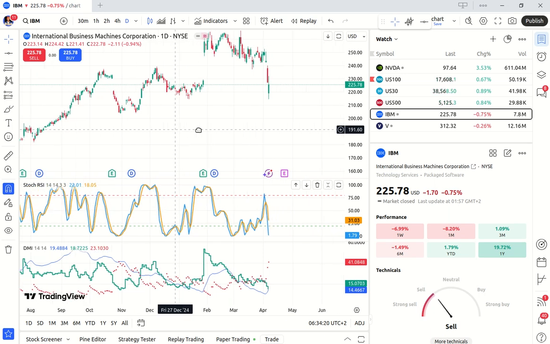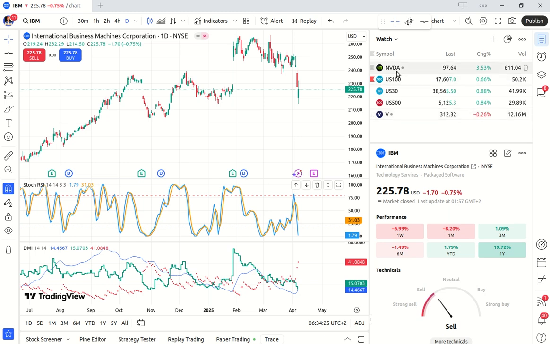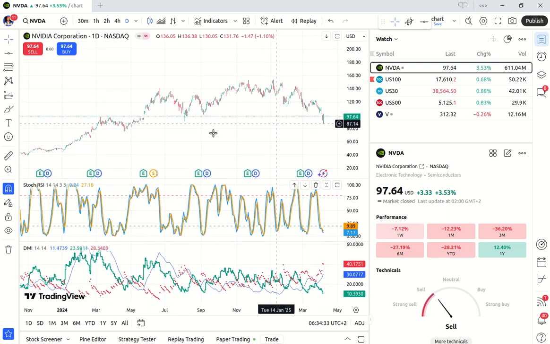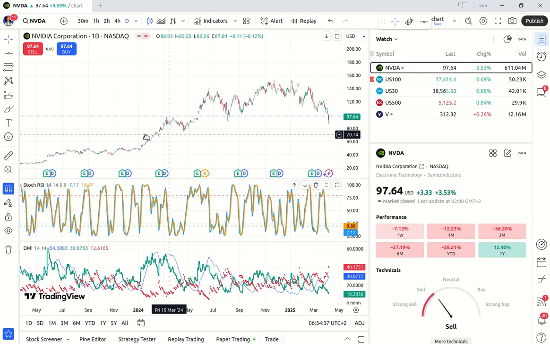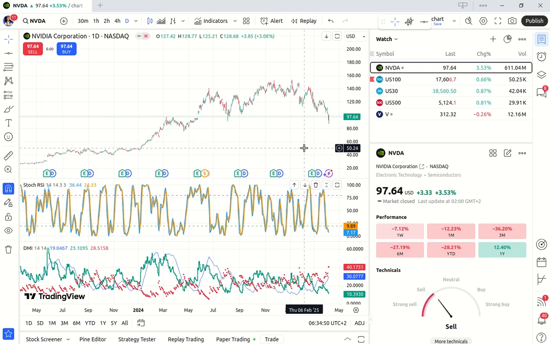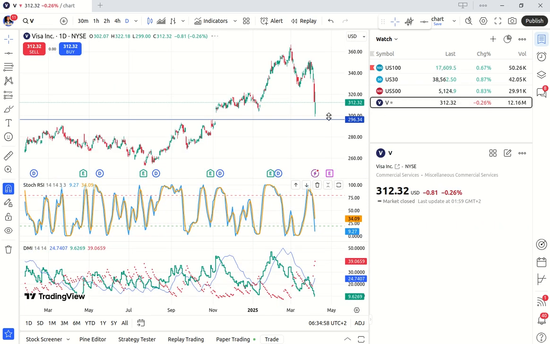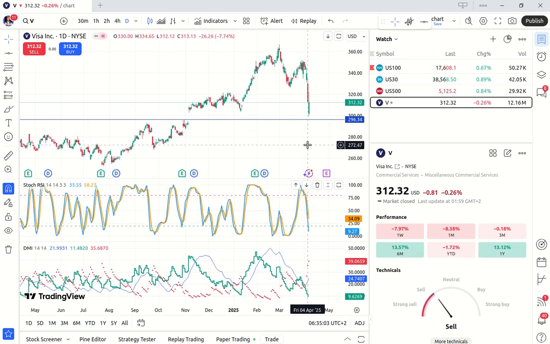I can't find it on this chart. Okay, but I found it on Visa though. See if I can find it here on Nvidia. I haven't found it in Nvidia. Sorry. The only place I found it is in Visa. It's close enough. So it's the only place I found. Right there.